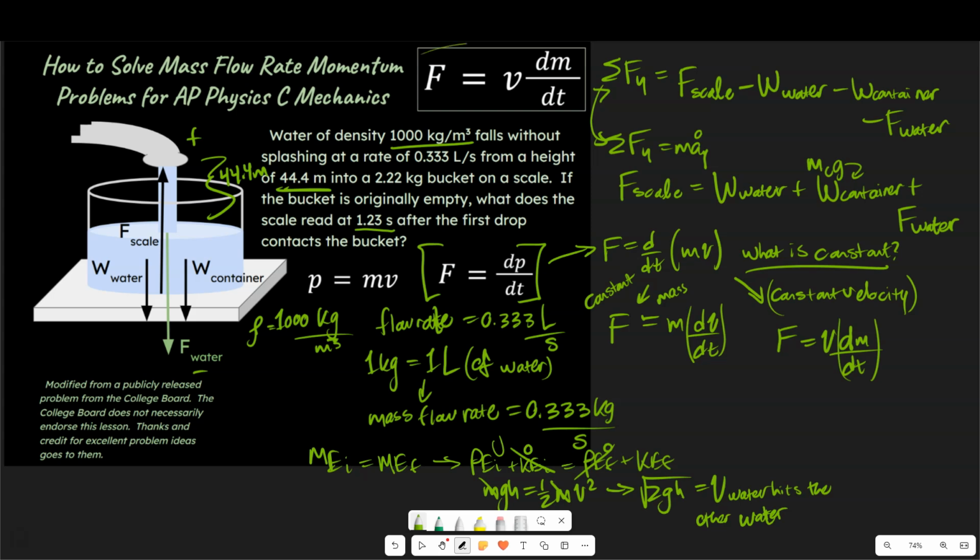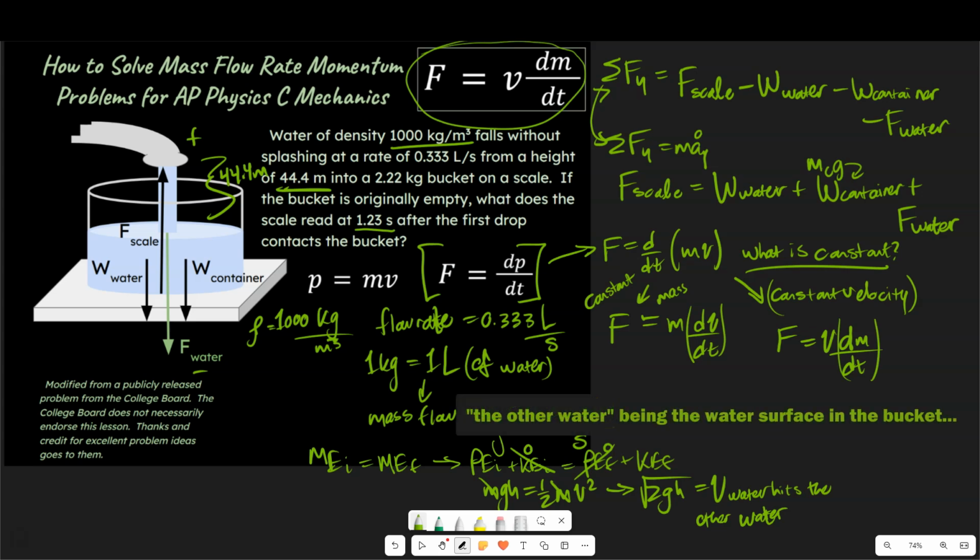And in fact, it's also up here. So if you see this equation, we are assuming that we have a constant velocity. What does that mean? That means the water is basically hitting the other water at the same rate the entire time, but the mass of the water inside the container is continually changing, and we need to account for that. So that becomes a challenging problem.